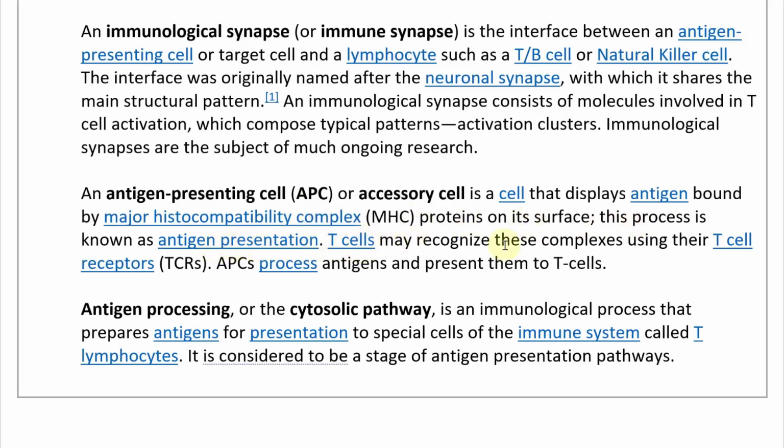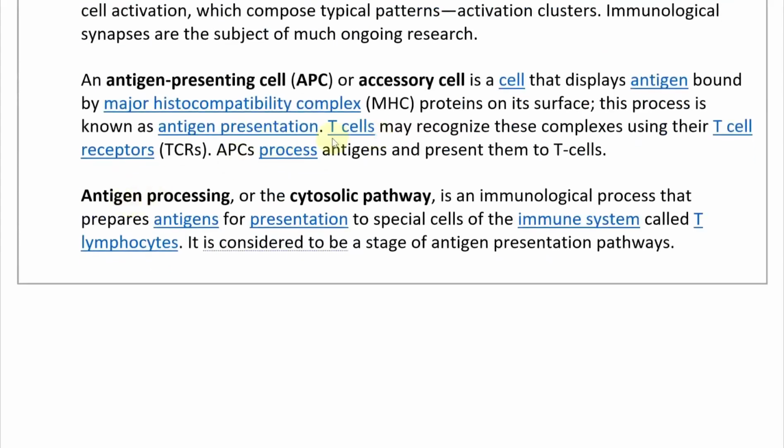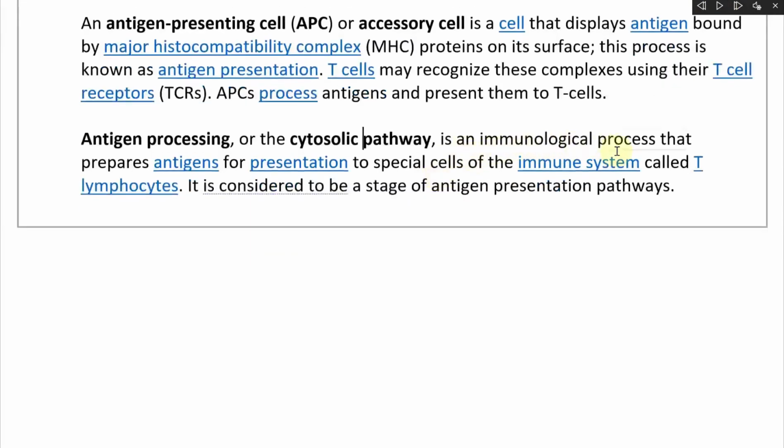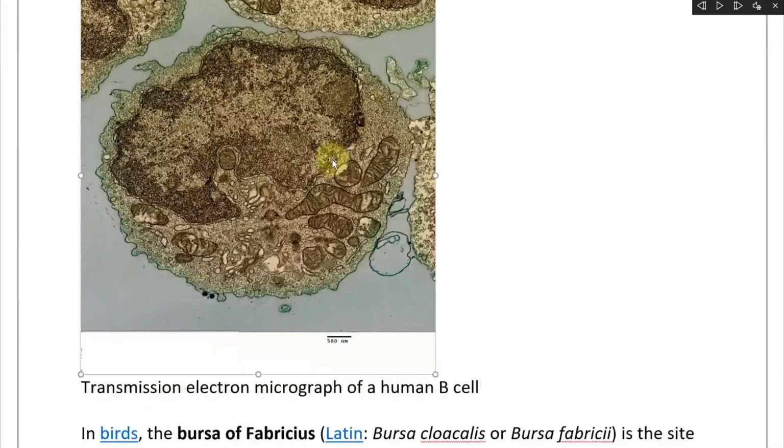The T cells may recognize these complexes using their T cell receptors, TCRs, and APCs process antigens and present them to T cells. And this processing, so antigen processing or the cytosolic pathway, let's see the pronunciation here. Cytosolic pathway. Yes, so the cytosolic pathway is an immunological process that prepares antigens for presentation to special cells of the immune system called T-lymphocytes. It is considered to be a stage of antigen presentation pathways. That's very interesting. Continue further here.